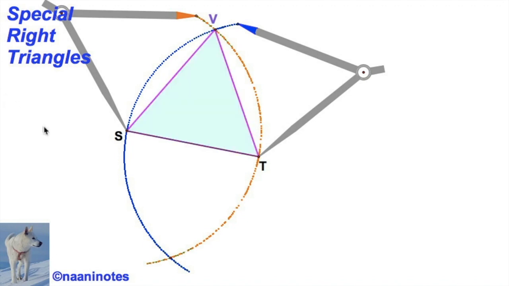But first we're going to draw this. We're just going to draw these two segments, because this is also the equilateral triangle construction. And we know it's equilateral because ST and SV are radii of this orange arc, and VT and TS are radii of the blue arc. And since ST is congruent to itself, by the transitive property, they're all congruent. So that is a construction for an equilateral triangle.